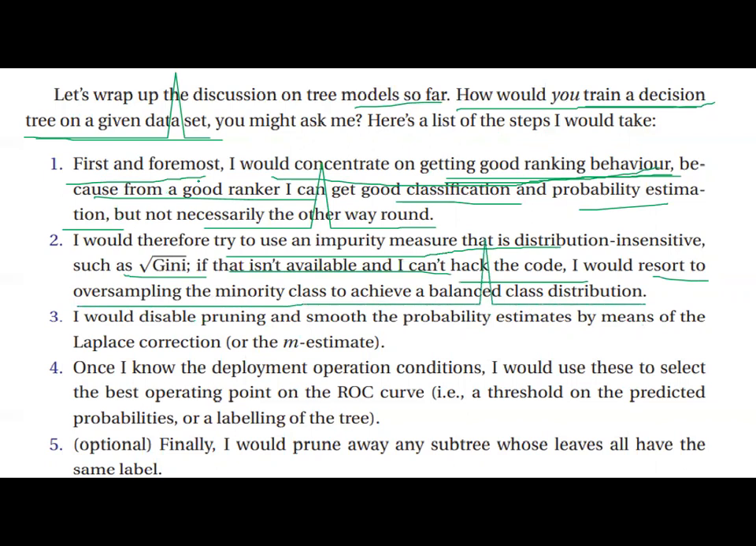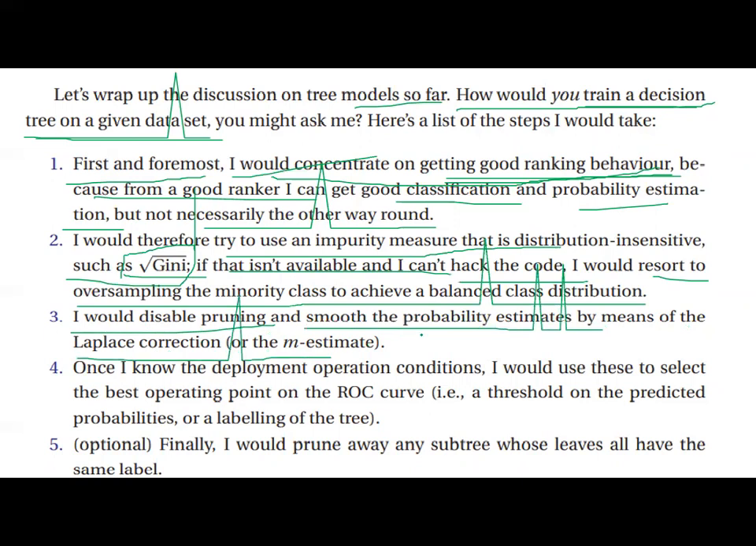So the first thing is getting good ranking behavior. The second one is to apply root Gini. Don't go for entropy or Gini index models. The third one is I would disable pruning and smooth the probability estimates by means of Laplace corrections.